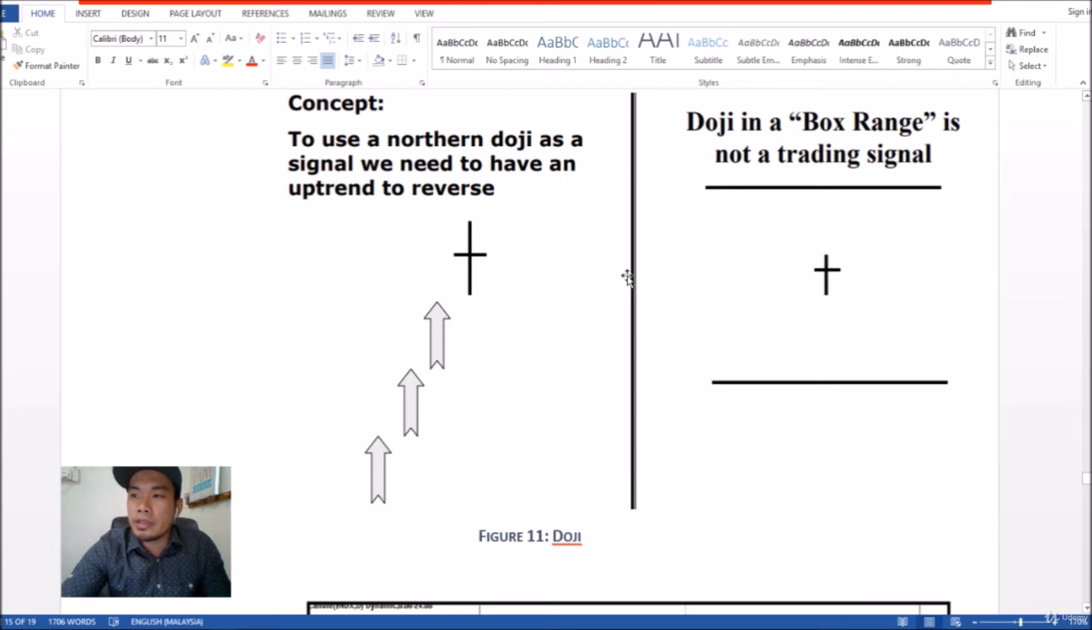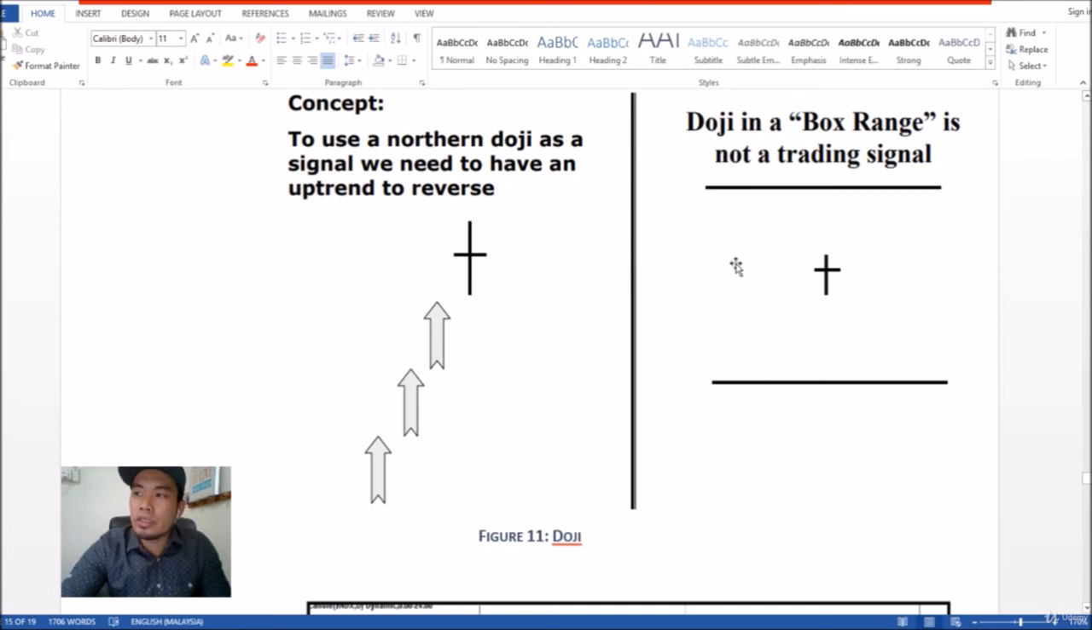If there is a resistance line at this point and a doji appears, this doji would likely indicate that the price reversal is coming in. For example, these three candles are white candles and suddenly a doji appears, and there is a chance that the market is going to reverse.